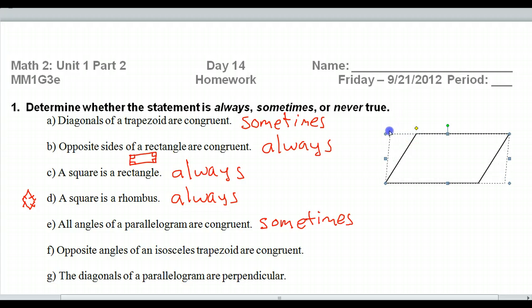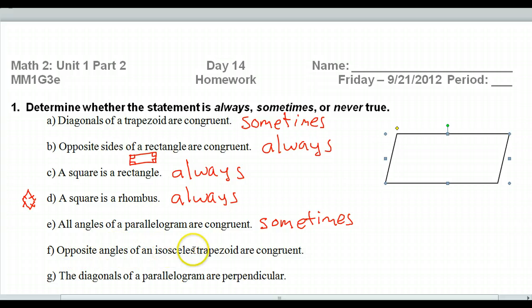But if I make this parallelogram a rectangle, which is a special case of a parallelogram, then I have 4 90-degree angles. So these will be all congruent. So under those circumstances, it would be true. So that's why sometimes. If it happens to be a rectangle, all the angles are congruent. If it's not a rectangle, then the angles are not congruent.